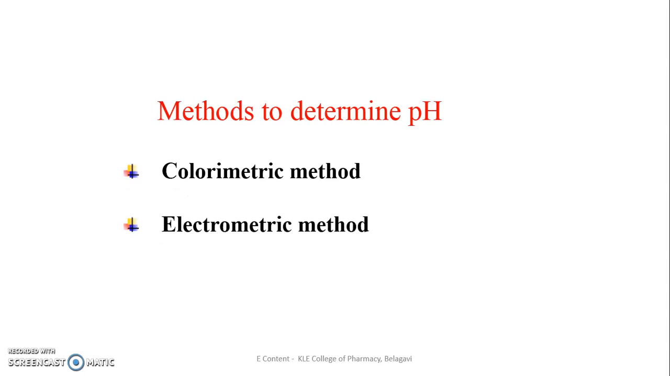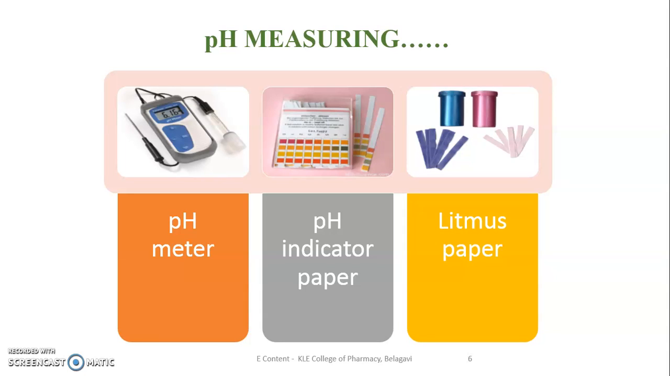Now we will discuss the various methods to determine the pH. Basically there are two important methods to determine pH. One is the colorimetric method and the second one is the electrometric method, which is also called the potentiometric method. The pH can be measured using a number of devices, like a pH meter, pH indicator papers and litmus paper, to know the pH of that particular formulation or solution.